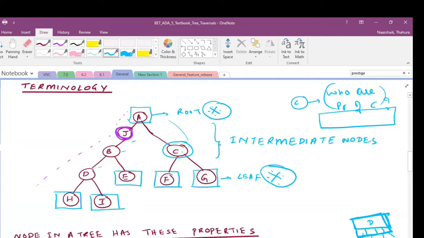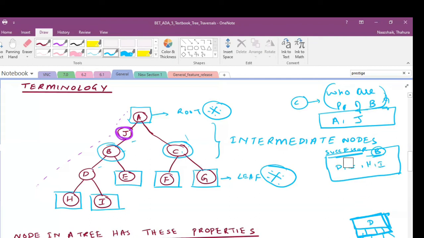Now, if you say who are the predecessors, let me take one more example. Instead of C, let me take B. So who are the predecessors of B? A and J. Correct. Predecessor, you can think of like grandparents, A and J. Successors, you can think of like grandchildren. Tell me successors of B. Who are successors of B? You know the children of B, D and E, but who are the successors of B? D, E, H, I. D, E, H, I, very good. Okay, so that's what you need to remember.